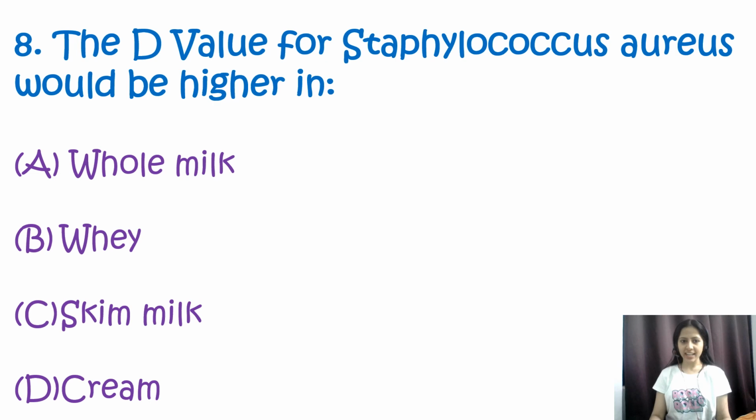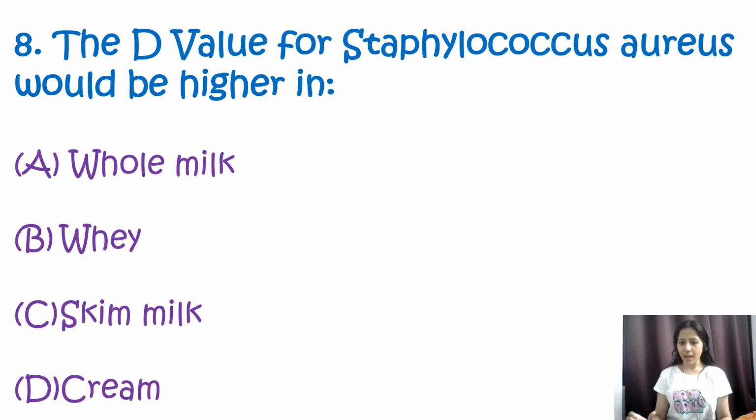Next, question number 8. The D value for Staphylococcus would be higher in. The options are whole milk, whey, skim milk and cream. So over here my correct option will be D, that is cream. A higher D value means it is more heat resistant, and in a milk product, it will be more heat resistant when it has higher fat content. Among the options, option D, cream, has the higher fat content.